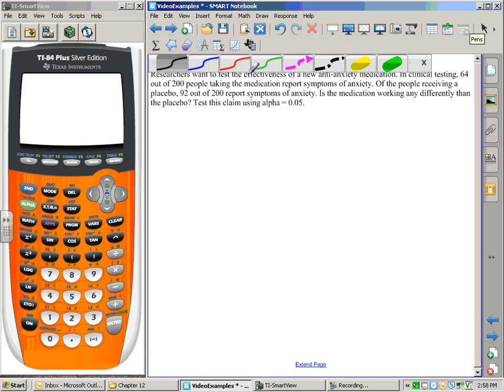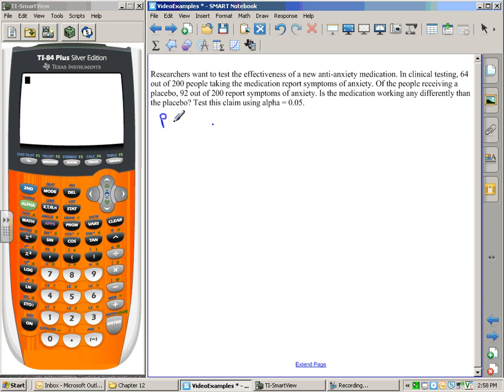Okay, so we're testing a claim, which means we are going to do a hypothesis test. So we're going to start off with P, our parameters. We have two different samples. So we have p hat for the first sample, which was 64 out of 200, which is 0.32. And then we have p hat for the second sample, which was 92 out of 200, which is 0.46.